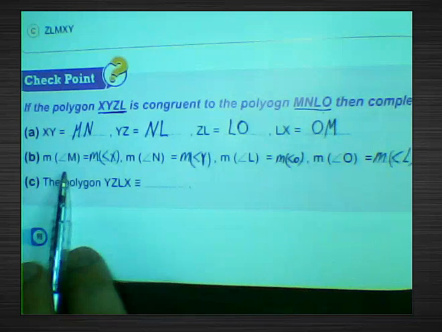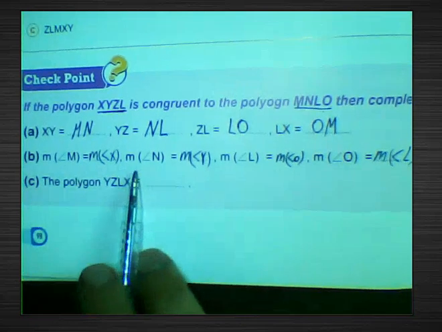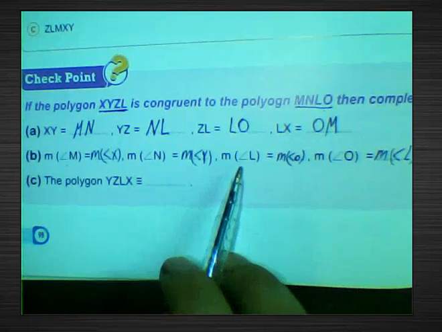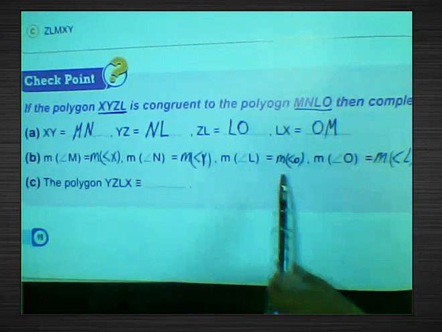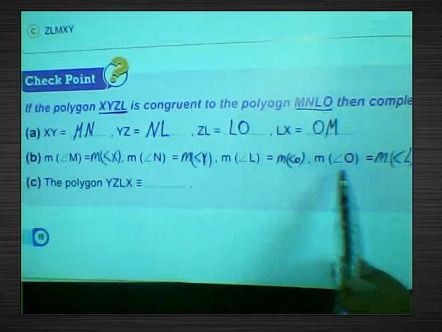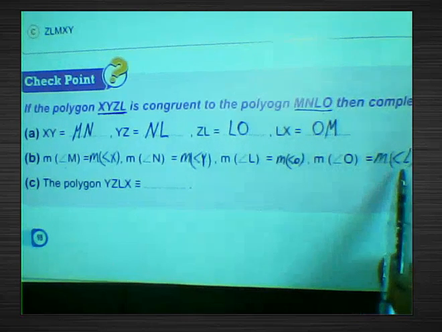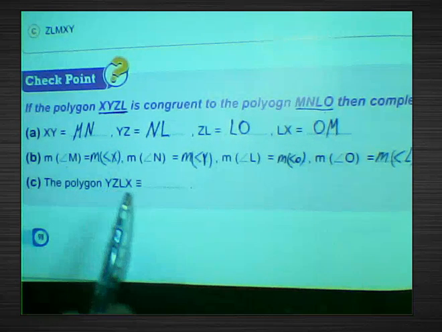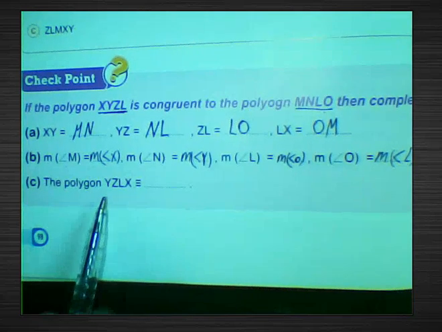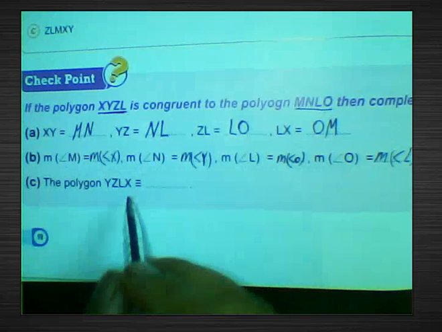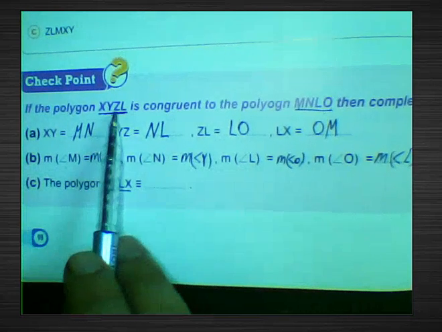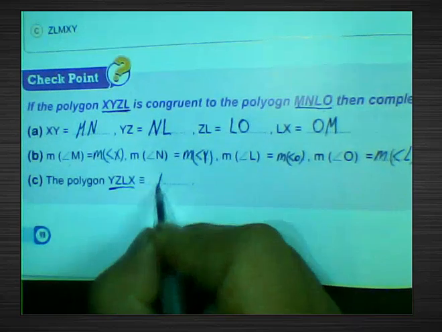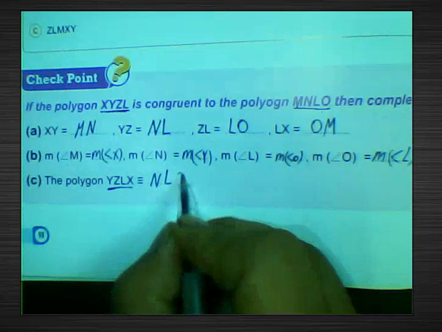Again, the measure of angle M equals the measure of angle X, the measure of angle N equals the measure of angle Y, the measure of angle L equals the measure of angle O, and the measure of angle O equals the measure of angle L. So, question 3, the polygon XYZL, or YZLX, reading again, YZLX is congruent to NLOM.